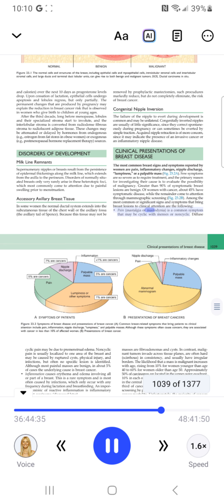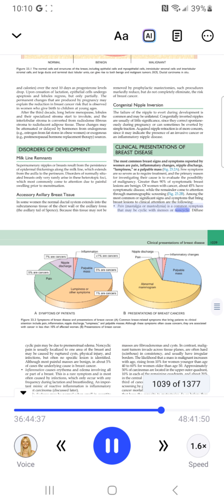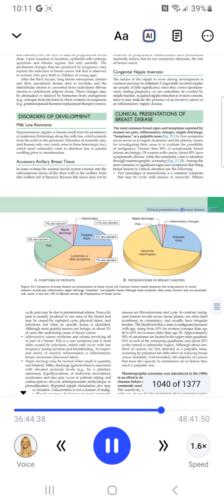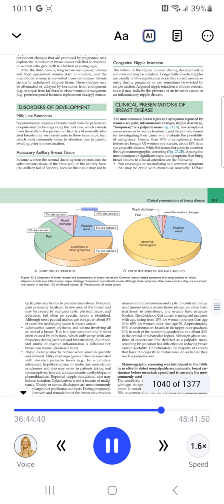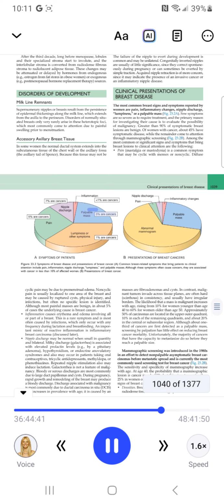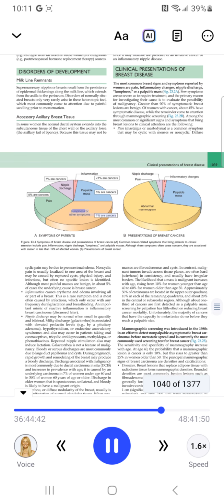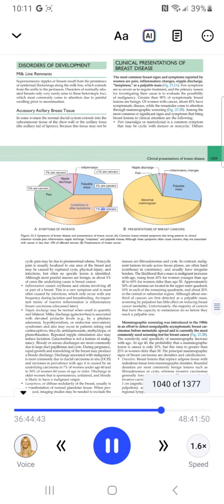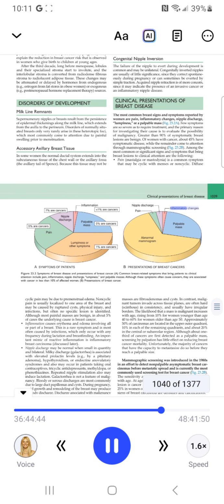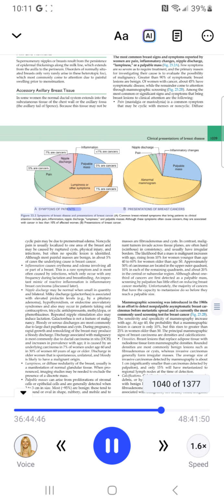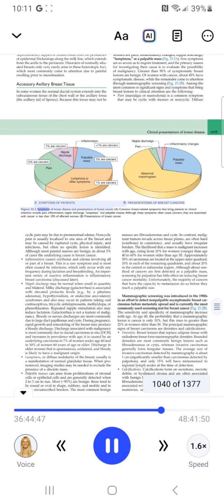Pain, mastalgia, or mastodynia is a common symptom that may be cyclic with menses or non-cyclic. Figure 23.2, initial presentations of breast disease. Pain, 5% are cancers. Inflammation, less than 1% are cancers. Nipple discharge, 7% are cancers. Palpable mass, 5% are cancers. Lumpiness or other symptoms, 1% are cancers. Nipple discharge, pain, abnormal mammogram, inflammatory changes, palpable mass. A, symptoms of patients. B, presentations of breast cancers. Figure 23.2, symptoms of breast disease and presentations of breast cancer.